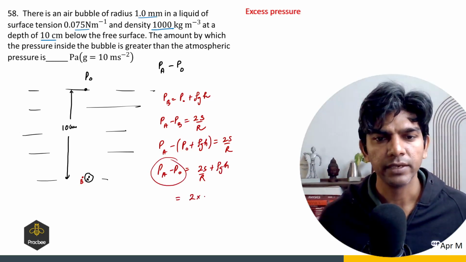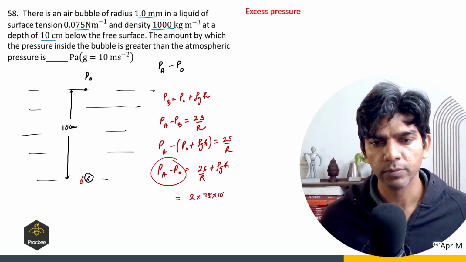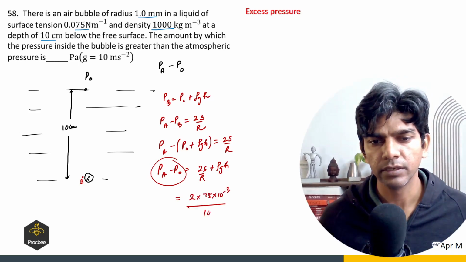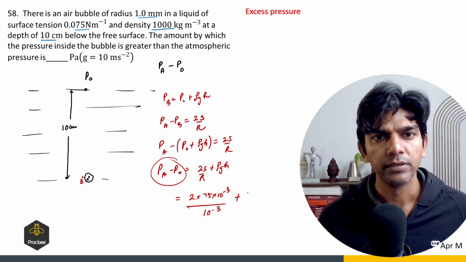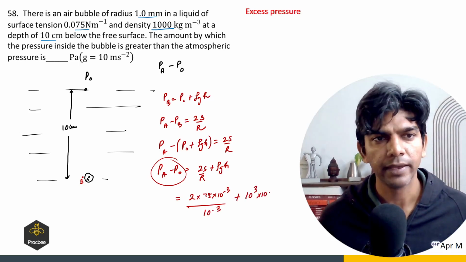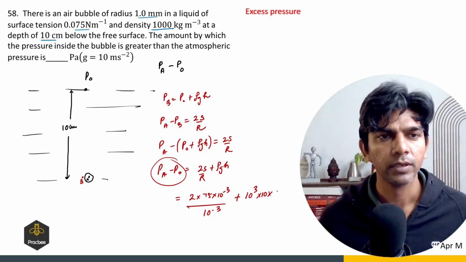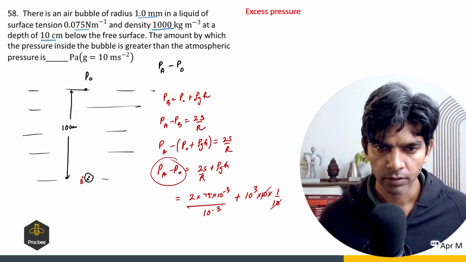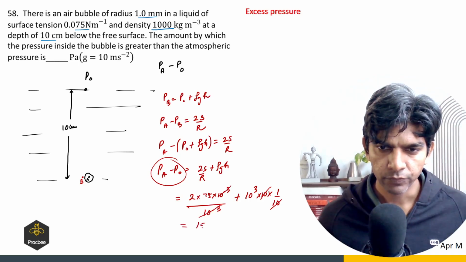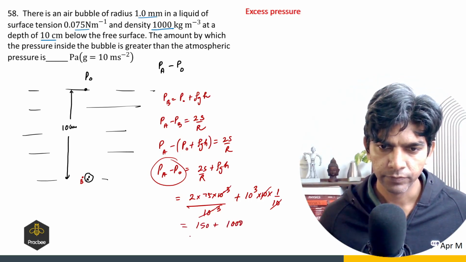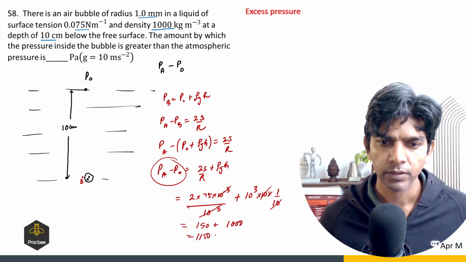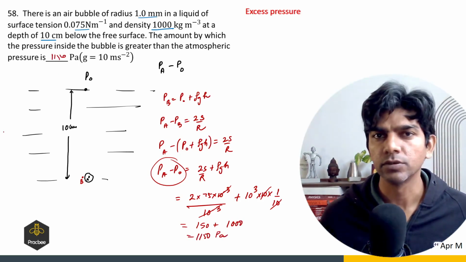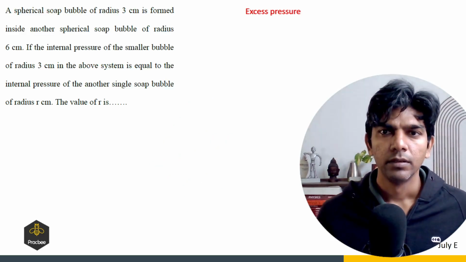So 2 times S is 75 into 10 raised to minus 3 divided by radius, which is given as 1 millimeter. So that will be 10 raised to minus 3, plus density is 10 raised to 3, G is 10, H is given as 10 centimeters, so that will be 0.1 or 1 by 10 meters. So this comes out to be 150 plus 1000, which will be 1150 Newton per meter square or pascals, right? So 1150 is the answer of this question. Right, let us do the next question.